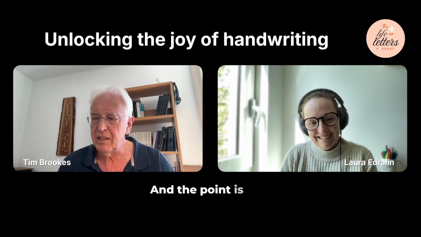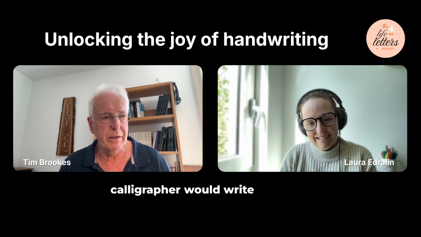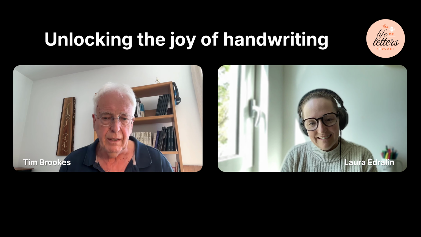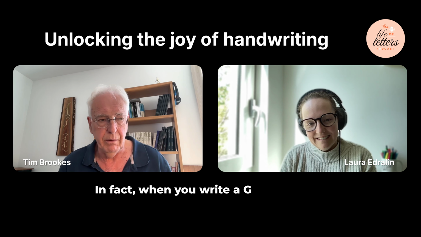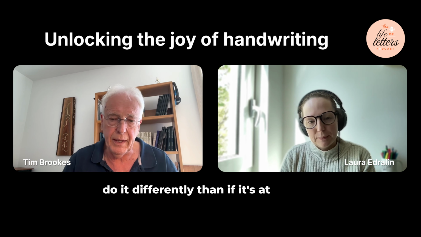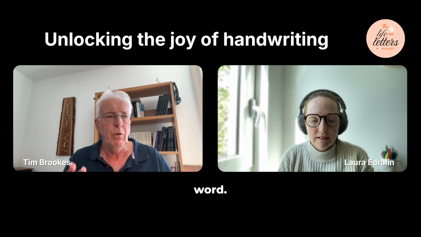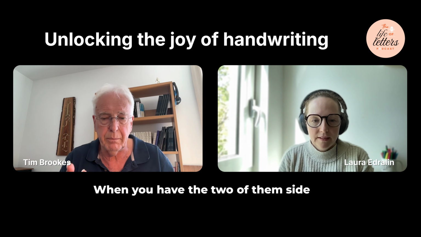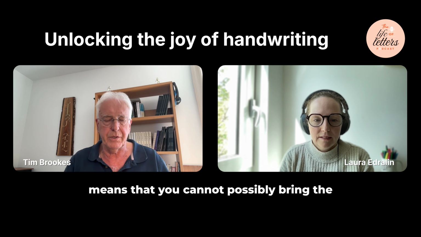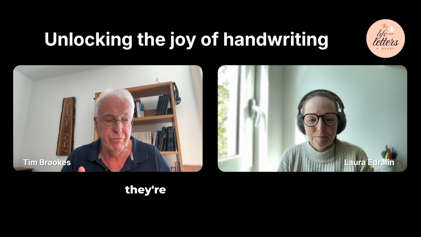And the point is that nobody except maybe a professional calligrapher would write the word giggling in such a fashion that all four G's were identical. In fact, when you write a G in particular at the beginning of a word, you typically do it differently than if it's at the end of the word because the descender wraps around and heads over towards the rest of the word. When you have two of them side by side, there's something about it that means that you cannot possibly bring the same degree of intentionality to both of them. So they're bound to be different, and they're different side by side.